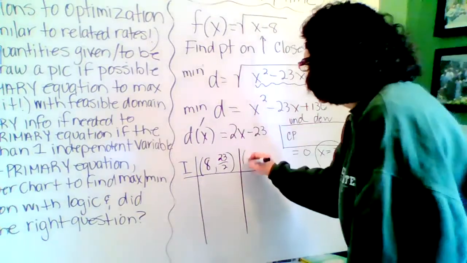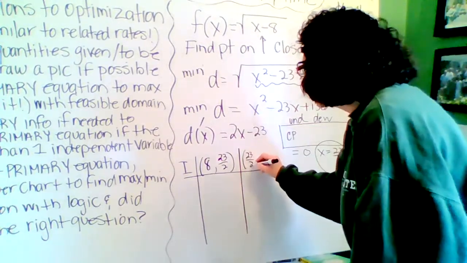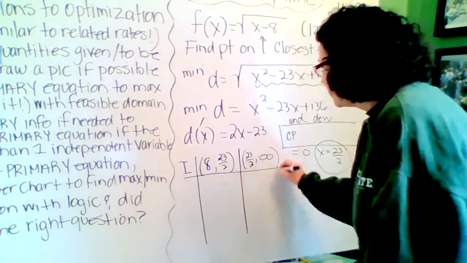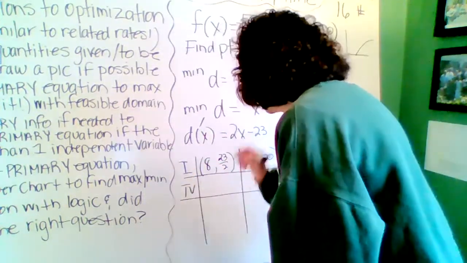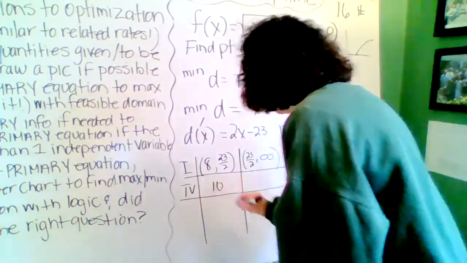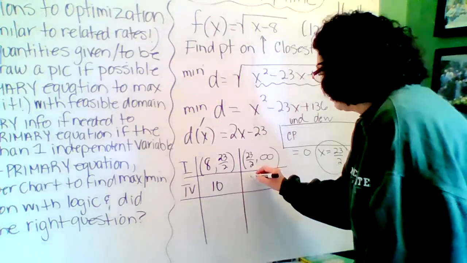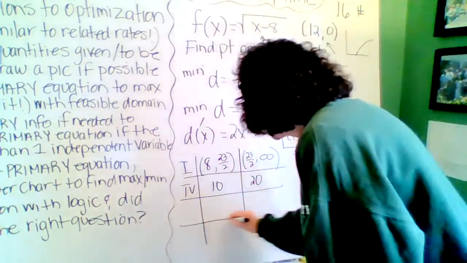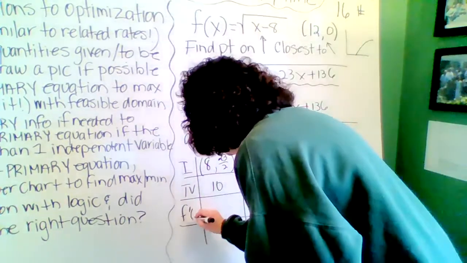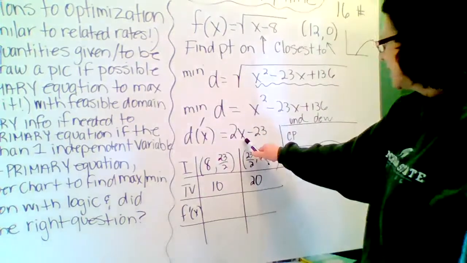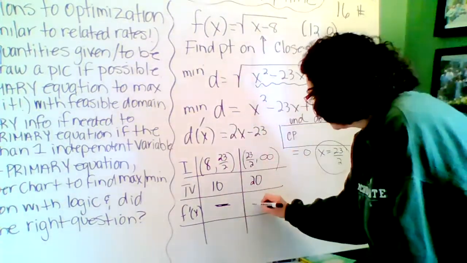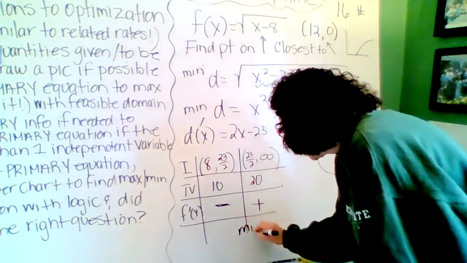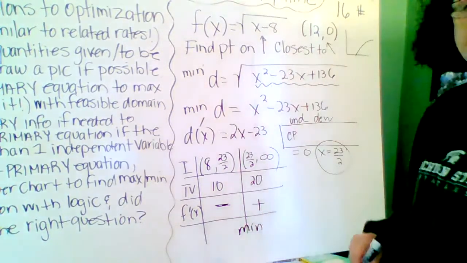Up to 23 halves, and then 23 halves to infinity, right? And let's do a test value. Let's call this 10. And let's just call this 20, right? There we go. And let's check that derivative. So when you check the derivative, when you put a 10 in, you get a negative. When you put a 20 in, you get a positive. And that, in fact, is a minimum.